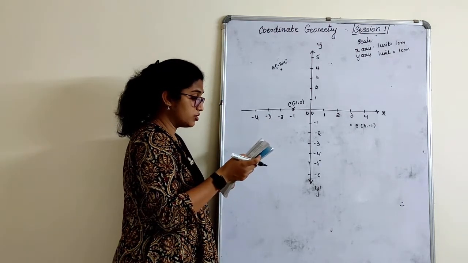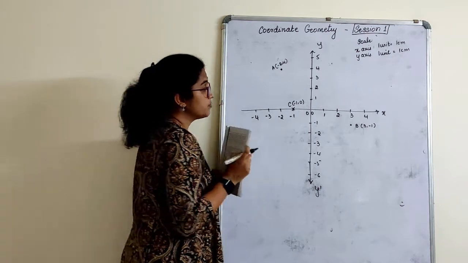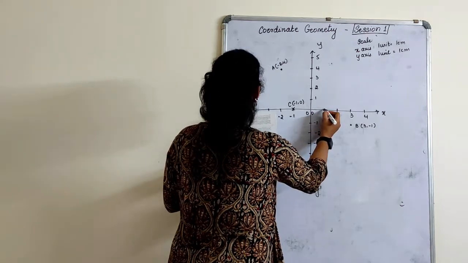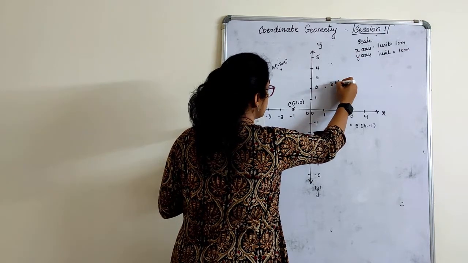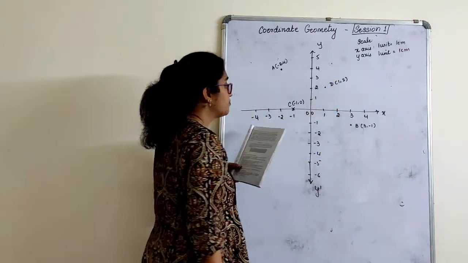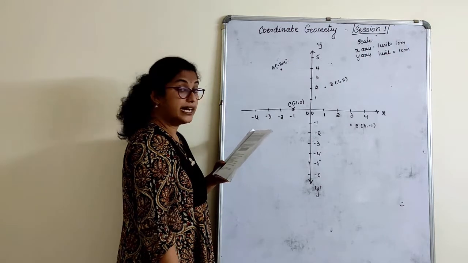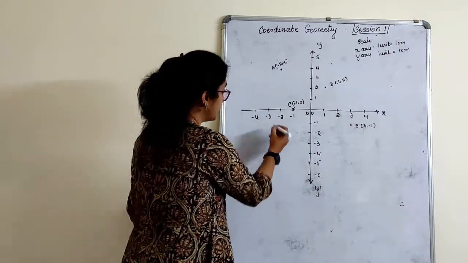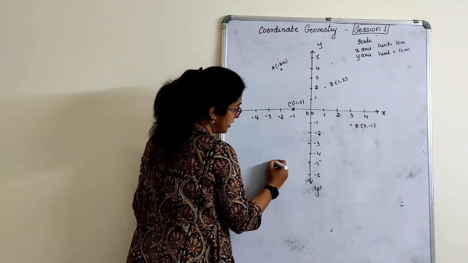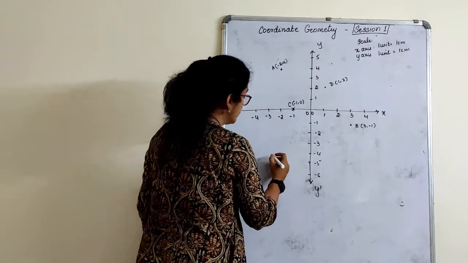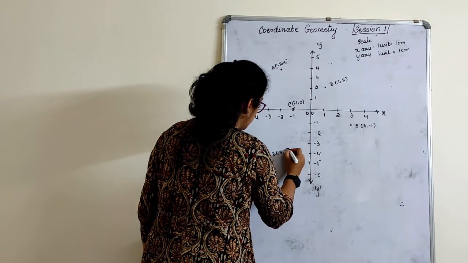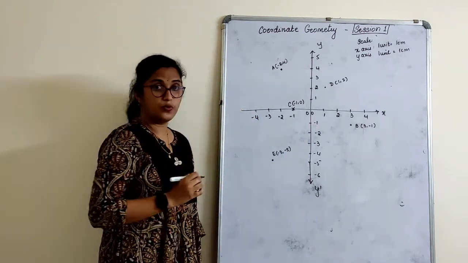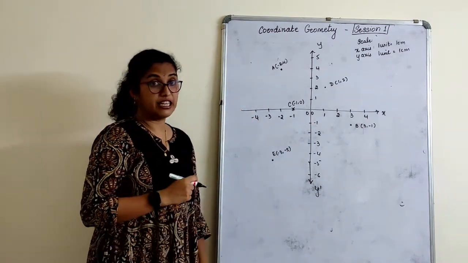Then what do we have next? 1, 2. Plus 1. Here this point comes. This is D. 1, 2. Next we have -3, -5. -3, -5 will come somewhere here. So this is E. -3, -5. Very clear now? This is the graphical part, it is done.